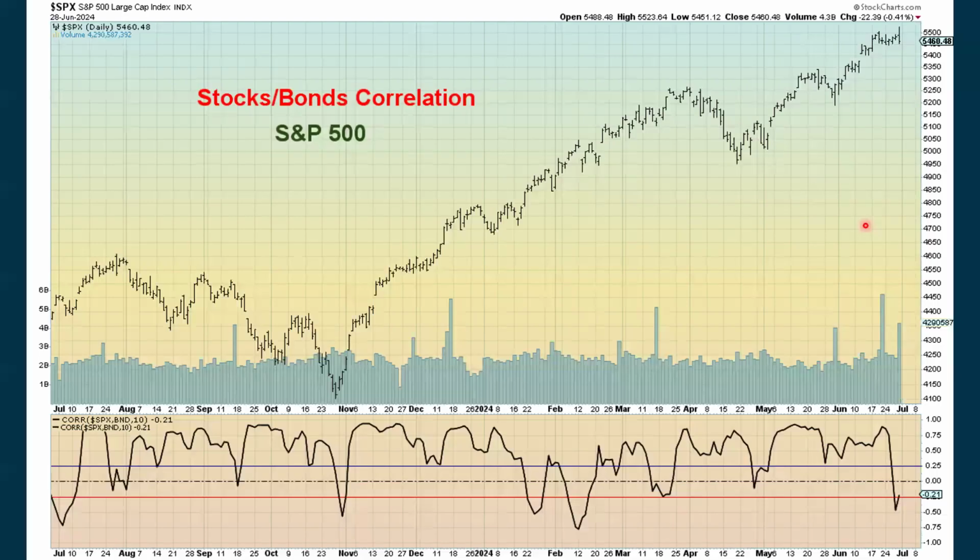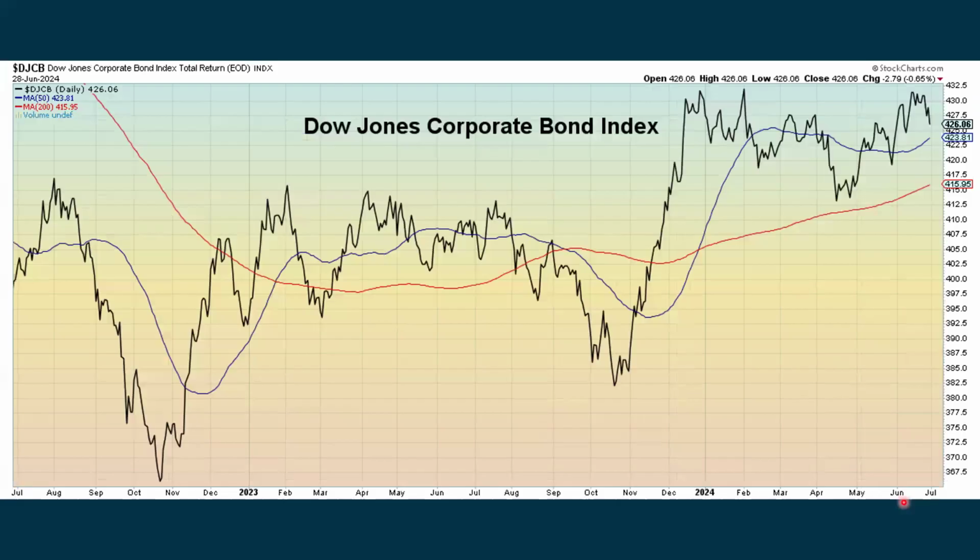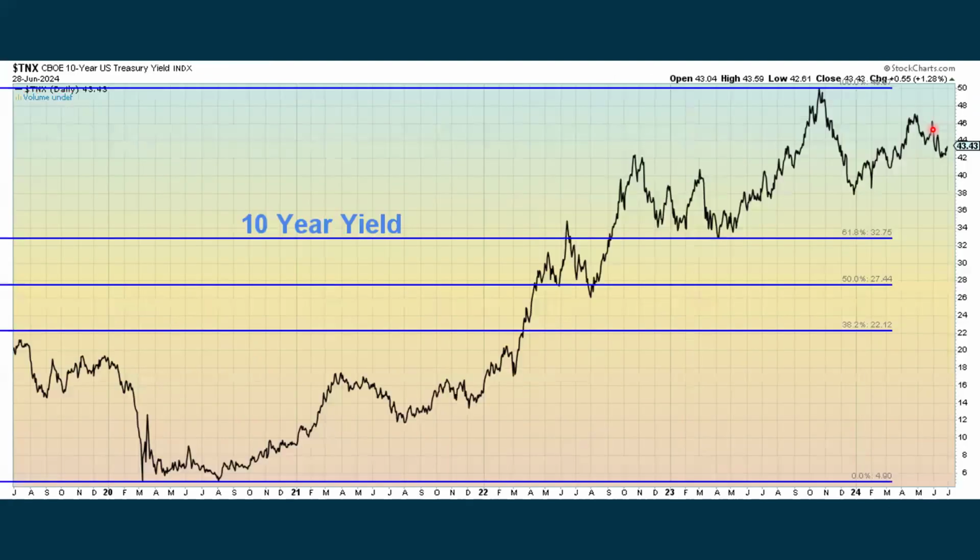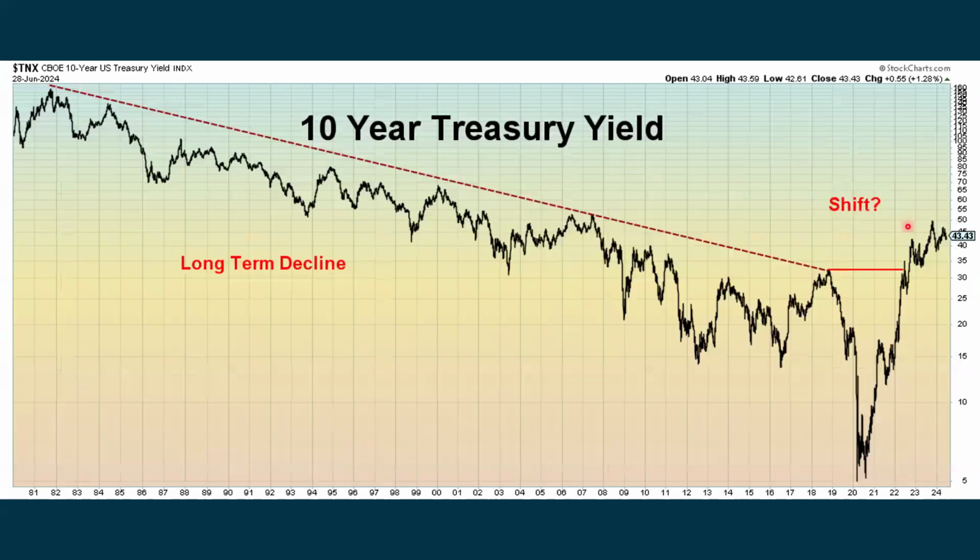We look at a correlation between stocks and bonds. They're pretty much neutral right now. They're not really moving together or in opposite directions. Here's the Dow Jones Corporate Bond Index, which is in an uptrend, but for most of 2024 has pretty much been just going sideways. This is a fib study on the 10-year yield. We're in between these retracement levels, so there's really not much to see here.